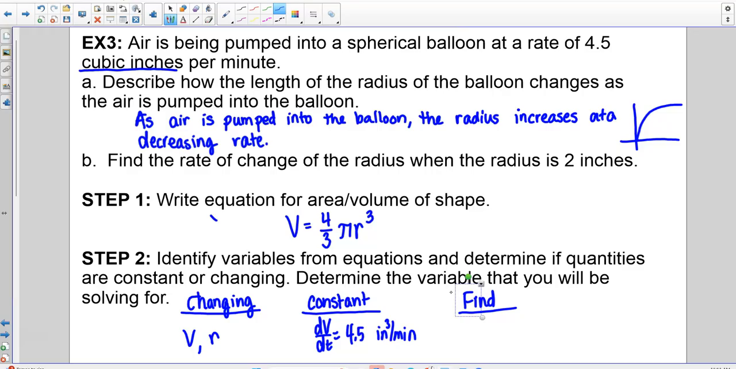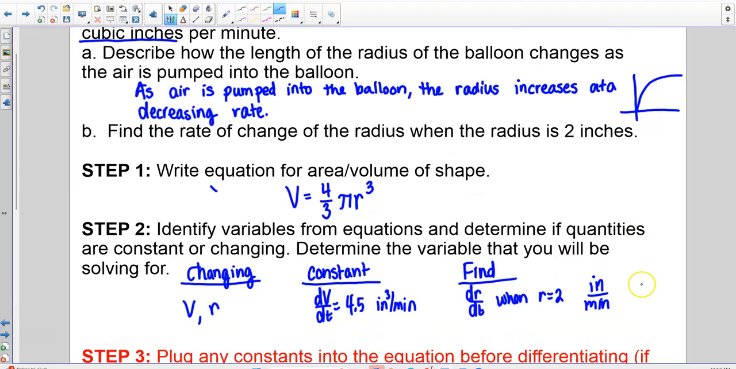It says, find the rate of change of the radius. What is that? Rate of change of radius is dr/dt when r equals 2. Okay? And it doesn't hurt right here to go ahead and think about units. What's radius measured in? Inches. What's our time measured in? Minutes. So we're looking at inches per minute should be our units on our answer.